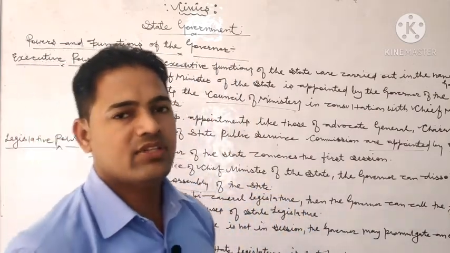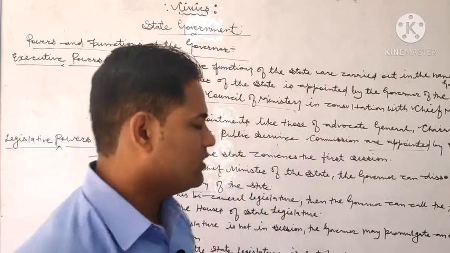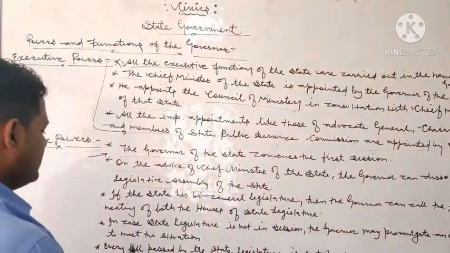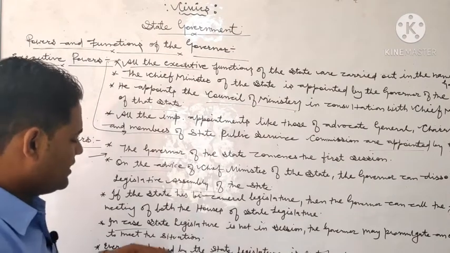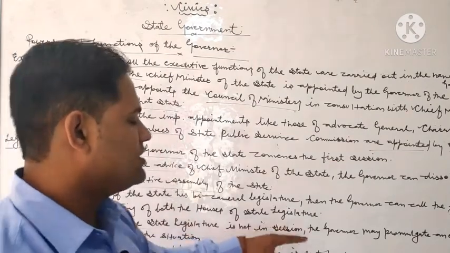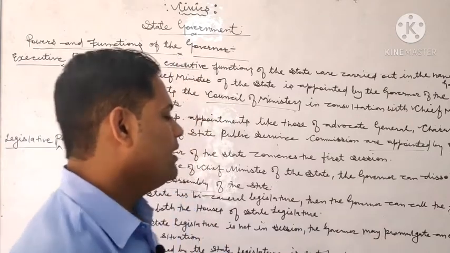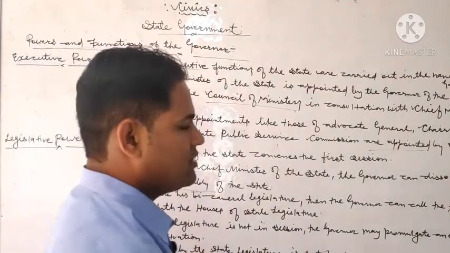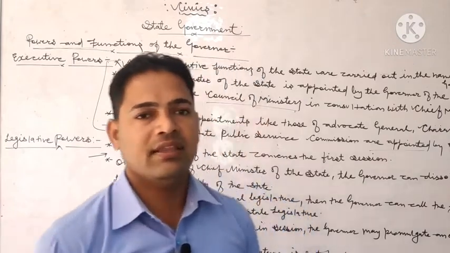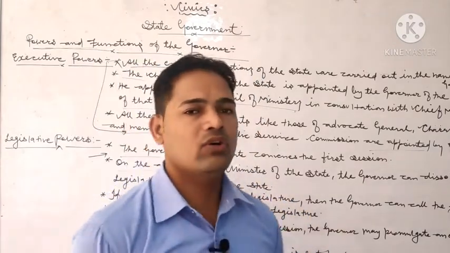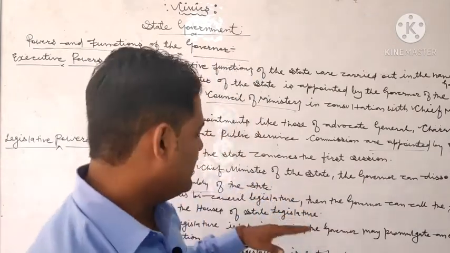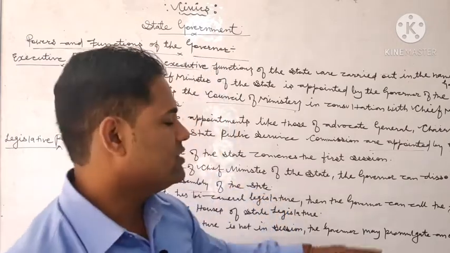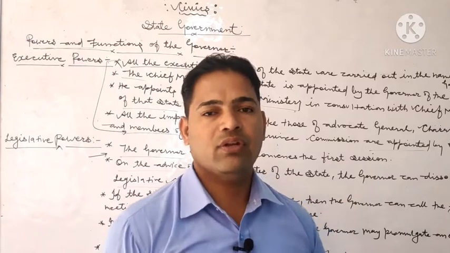Means Vidhan Parishad and Vidhan Sabha can be called for a joint session by the governor for discussion. That power is also with the governor only. In case, my dear student, the state legislature is not in session, then the governor may promulgate an ordinance to meet the situation. If any urgent situation occurs, and the governor wants to pass a bill while the state legislature is not in session, the governor can issue an ordinance.